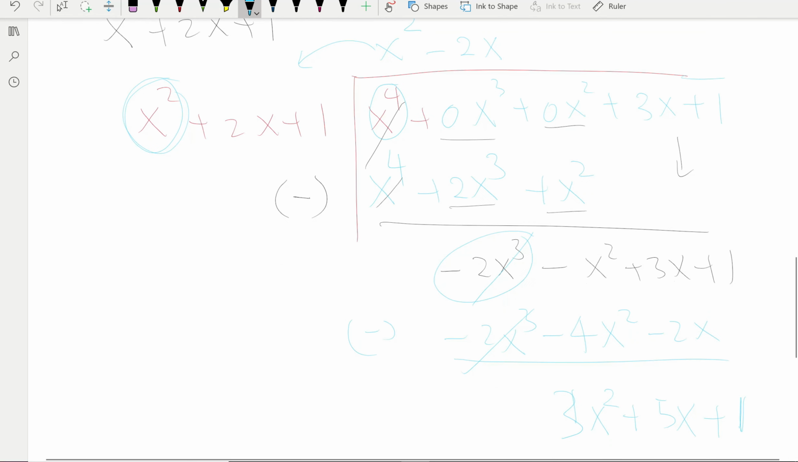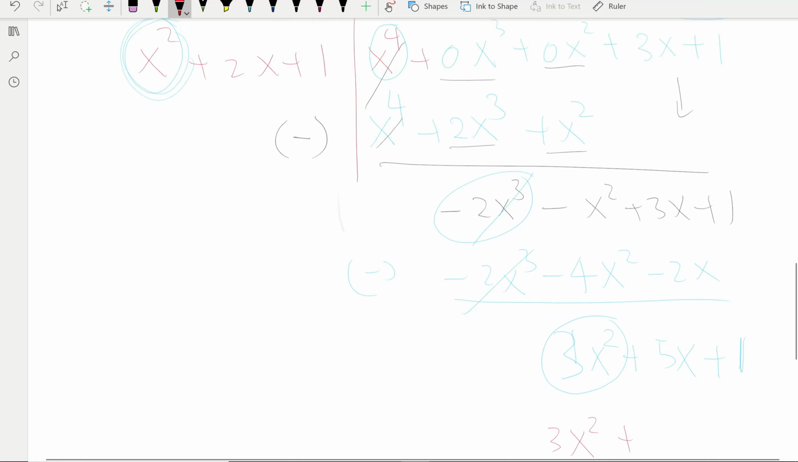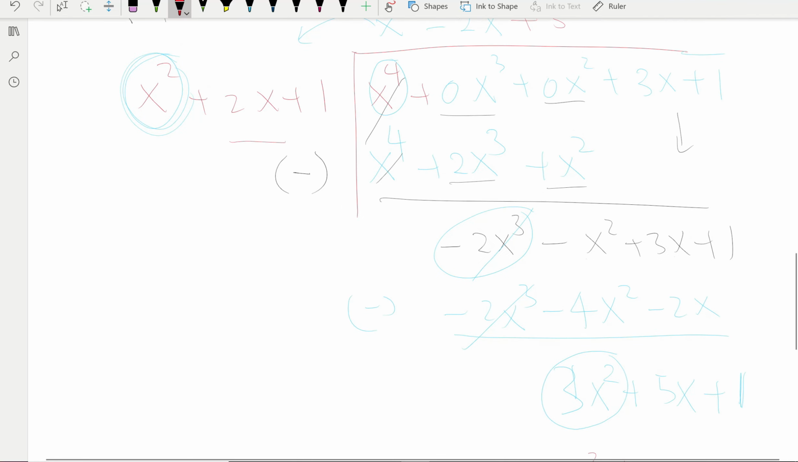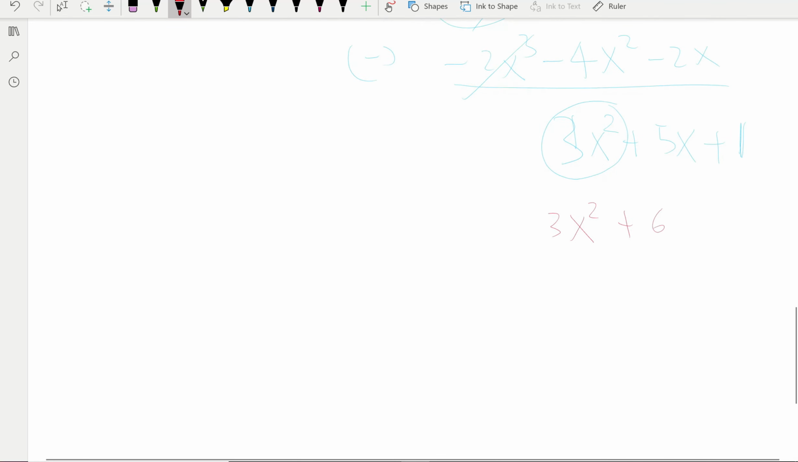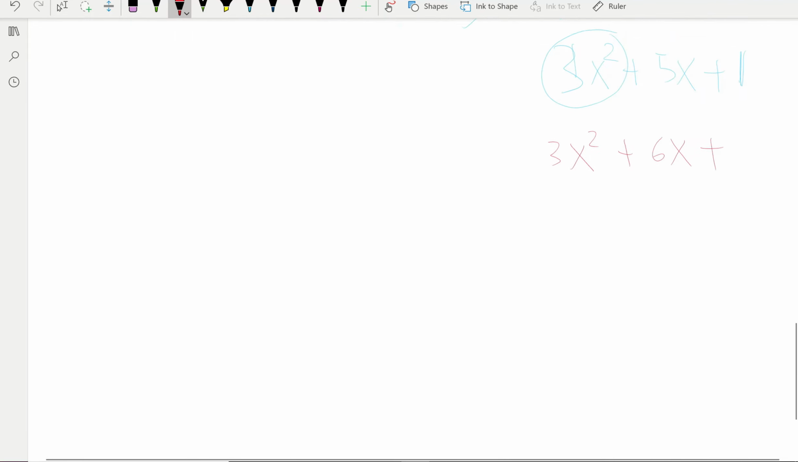Okay, so here to create 3x square out of x square, we have to multiply by what? 3. So plus 3. So remultiply. So 3x square plus, if you multiply 3 by 2x, it's 6x. 6x plus 3 times 1 is 3. So here we get 3. Alright, now subtract. So 3x square cancel out. 5x minus 6x is minus x, and 1 minus 3 is minus 2.